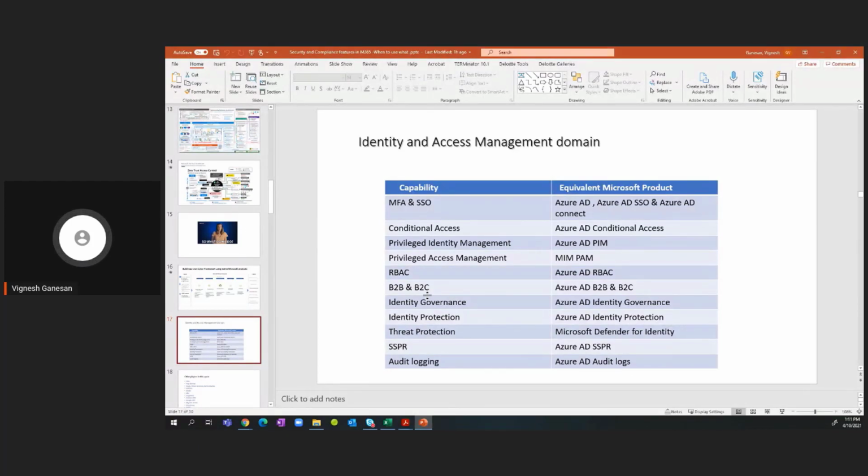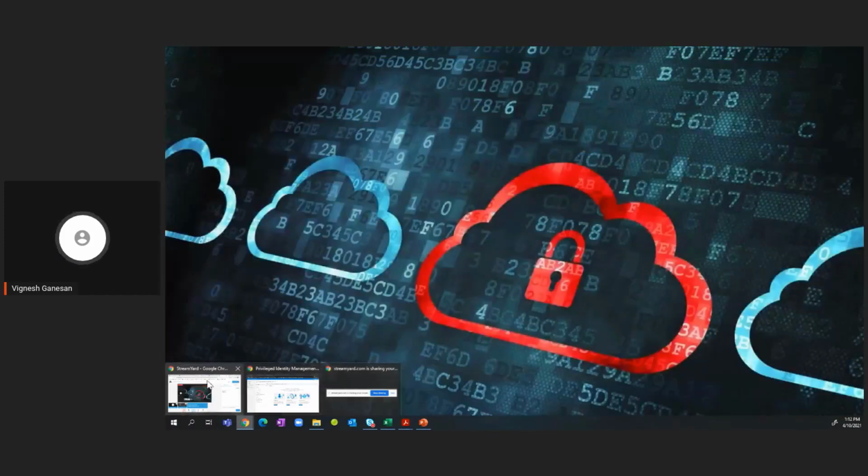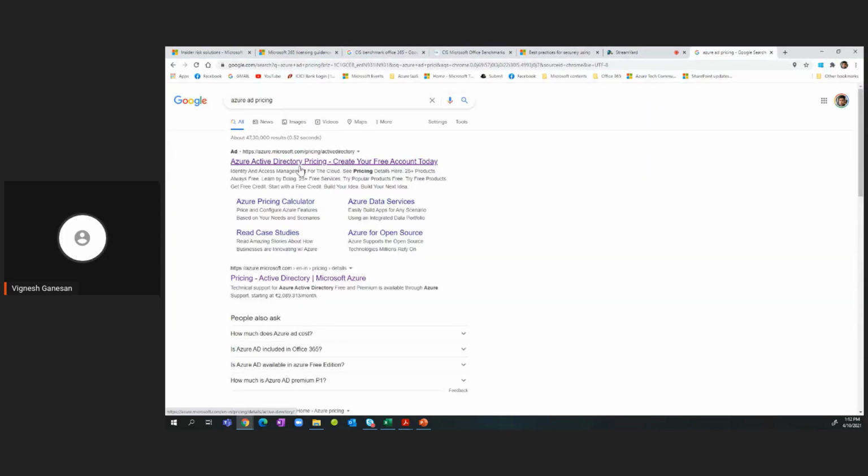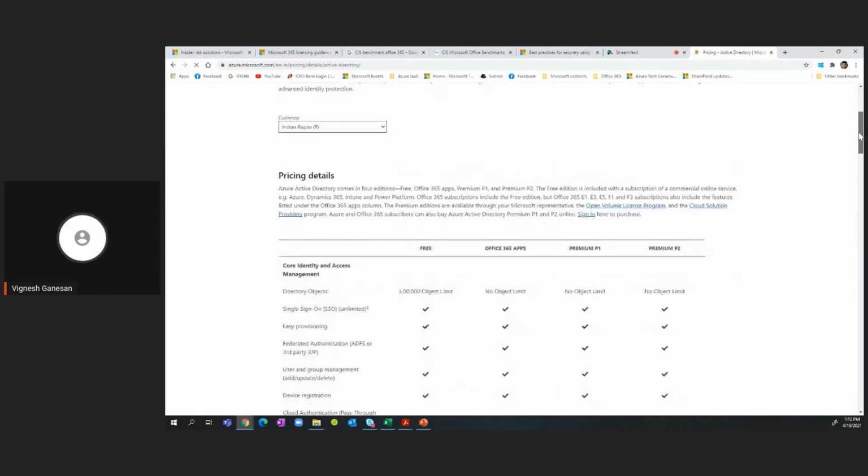Then SSPR and audit logging. Of course, there have been a lot of SSPR solutions in the market for a very long time, but from Azure AD, we have Azure AD SSPR. It requires a different set of licensing, so please be mindful of that. If you're interested in exploring more on these areas, you can go ahead and figure out your Azure AD pricing, and then figure out which option you want to go with. Once again, the pricing details keep changing very frequently.